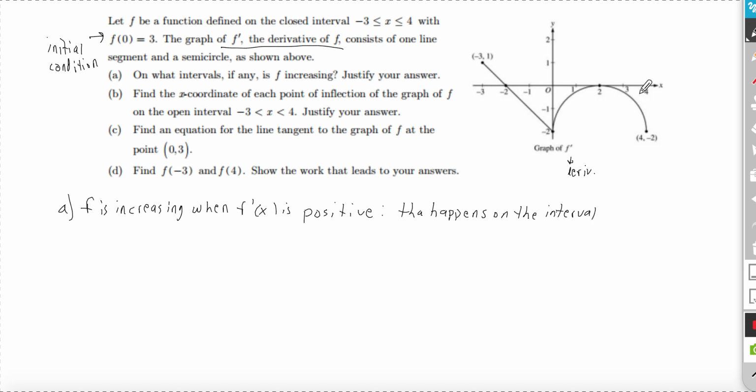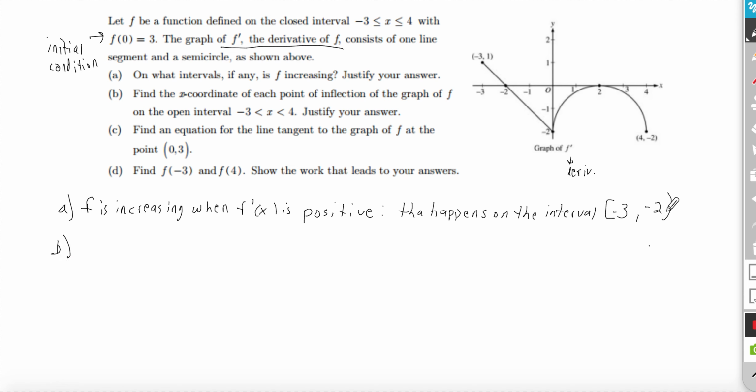When is f prime, this graph here, positive? Just from -3. I'm going to include -3 because f prime is positive up there. -3 till 2. Oh, sorry, -2. -3 to -2. That's when f prime is positive, above the x-axis. Okay. 1 point for your interval, -3 to -2, and 1 point for your reason here: f is increasing when f prime of x is positive.